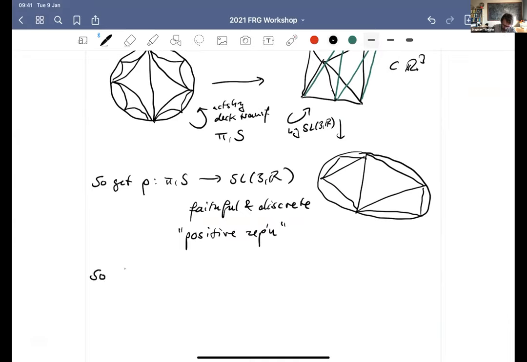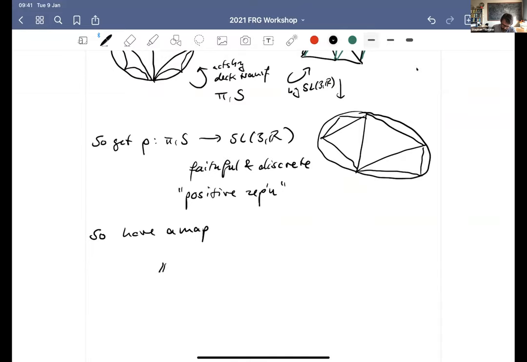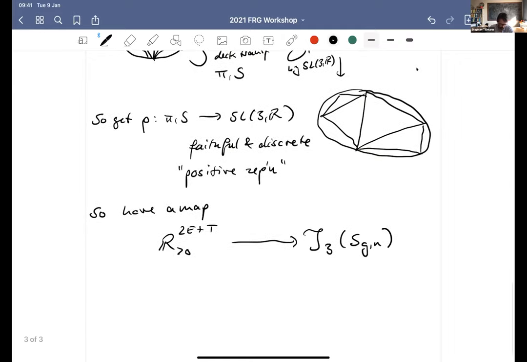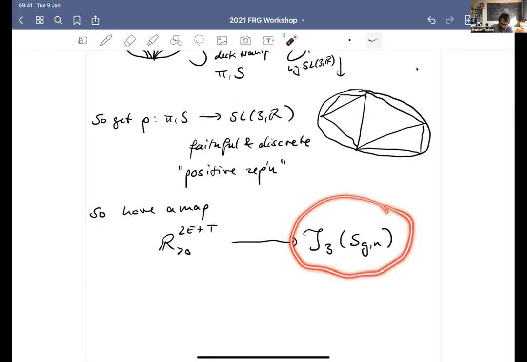So I have a map, and we've done something really elementary here, but now we have a map from R^{2e+t}, where e is the number of edges and t is the number of triangles. And this now goes into, let me just give this some fancy notation, T3 S_{g,n}. This is supposed to be basically a Teichmüller space, or moduli space, of real projective structures.